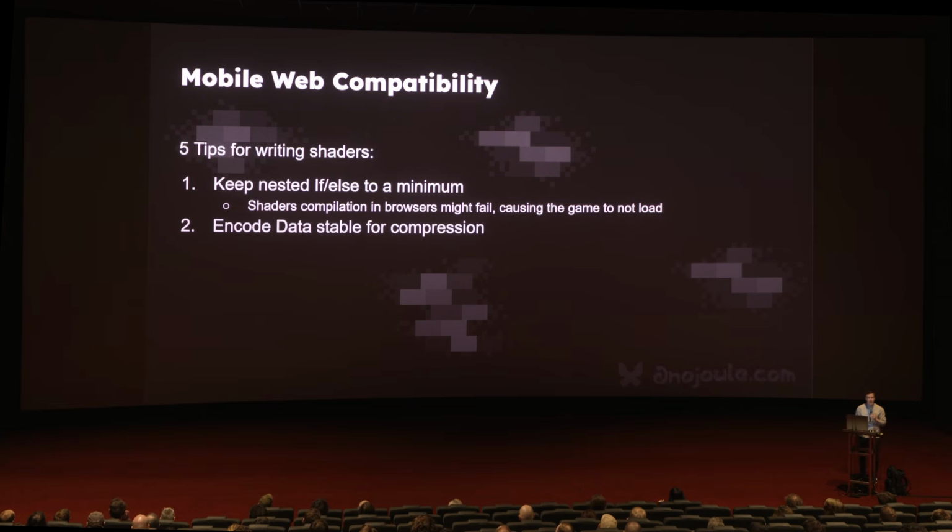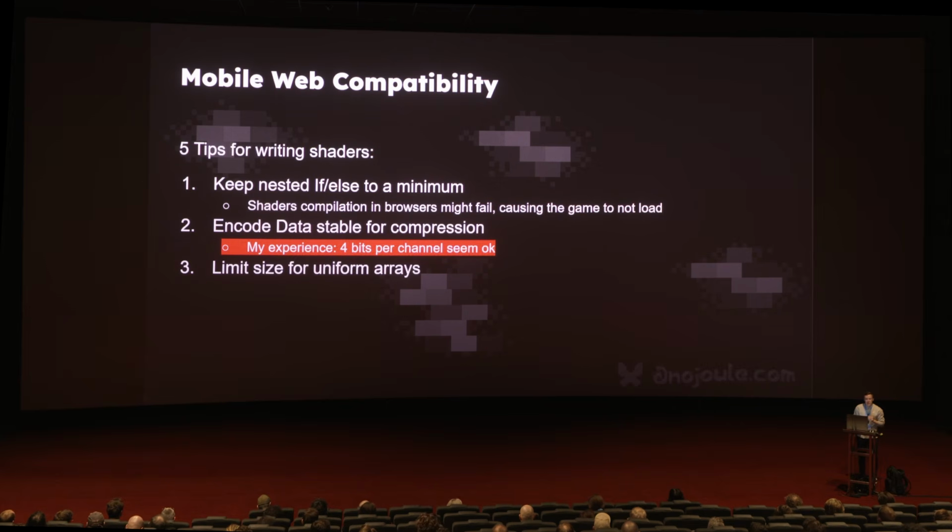Second, encode the data stable for compression. I marked this red because don't take this as a given. In my experience, 4 bits per channel seem okay and stable. And the third point is limit the size of your uniform arrays. But yeah, for this you can look up specifications. But again, in my experience, 16 vec4 seem okay.